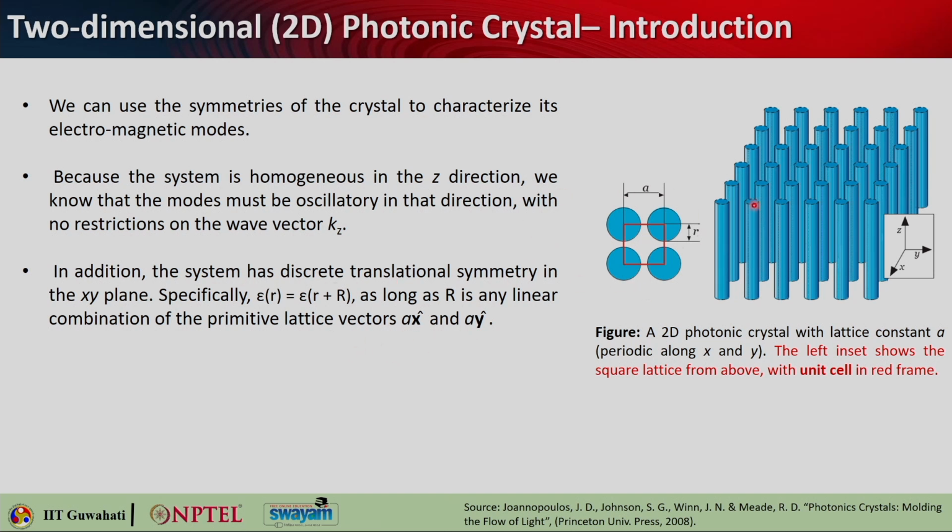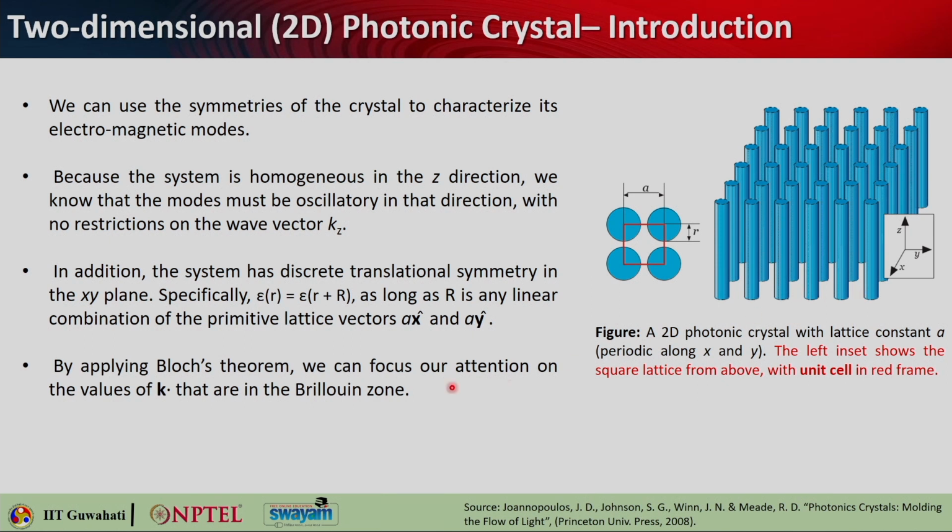However, if you look at the system from the xy plane, it has discrete translational symmetry, which we discussed in the previous lecture. In that case you can write that epsilon of r equals epsilon of r plus R. What is capital R? It is any linear combination of the primitive lattice vectors. In this case, the primitive lattice vectors can be a x cap and a y cap, because it is a square lattice. Any linear combination of these primitive lattice vectors will see a repetition of the dielectric property. It will be the same here, here, here, and so on. If you look at this gap, that is air filled, and after the distance a you will see there is a repetition in the property as well.